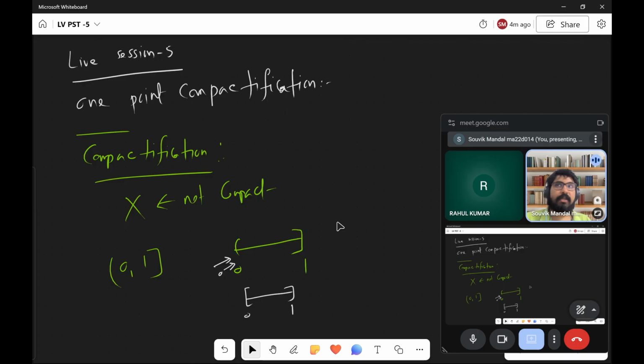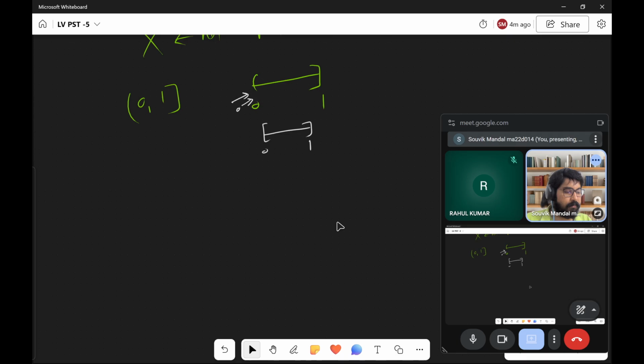Is the intuition clear? Sir, here we add a finite number of points, or we may add infinitely many? Yes, we can have infinite. For example, one minute, let me think.